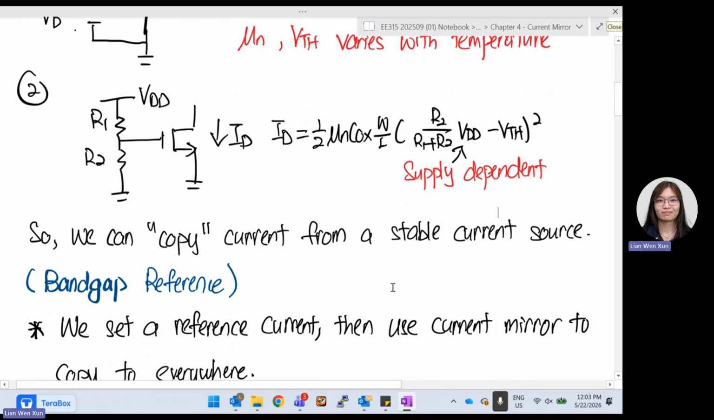So what we can do is copy current. We can just copy current from a stable current source. So the general concept of current mirror is that we are mirroring current from some source. But a very good source topology is what we call a bandgap reference. But bandgap reference is very hard to explain. It will be out of this scope.